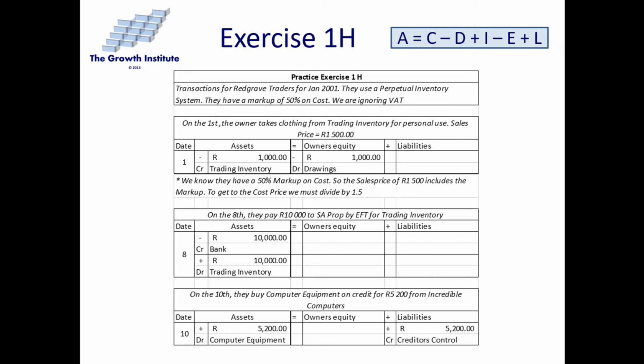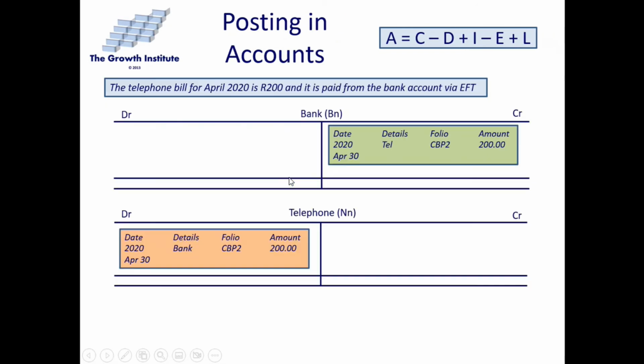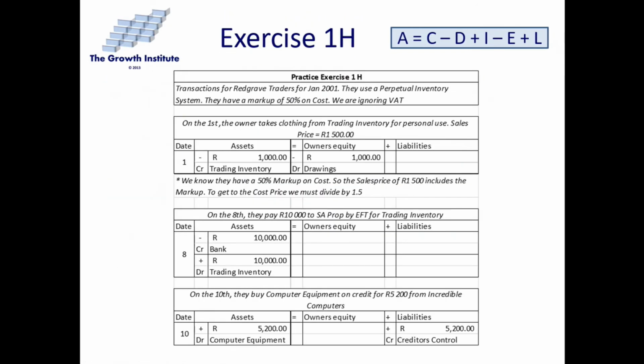Okay. Now, how did I get to the 1,000 Rand there? Well, we know they have a 50% markup on cost. So the sales price of 1,500 includes this markup. And so to get to the cost price, we can simply divide by 1.5. If the markup was 60%, we would have divided by 1.6. But now because it's 50%, we divide by 1.5. 1,500 divided by 1.5 is 1,000. That is how I got to the 1,000 there.